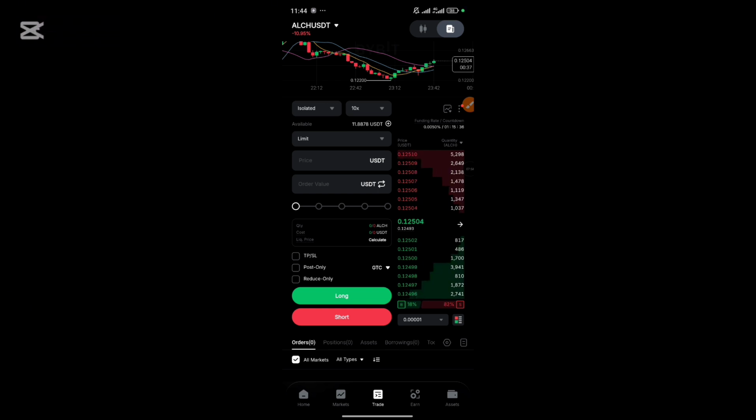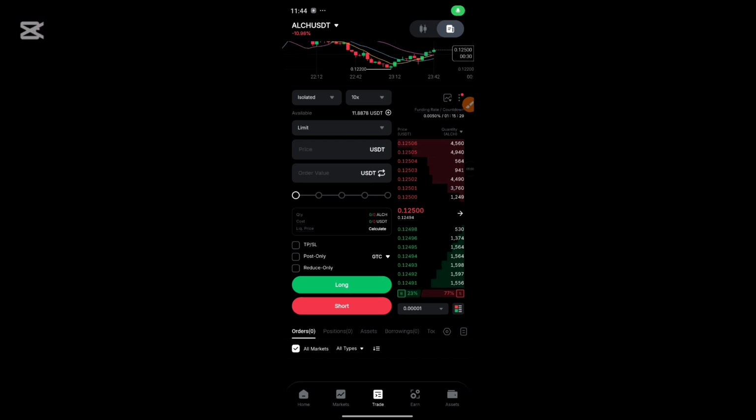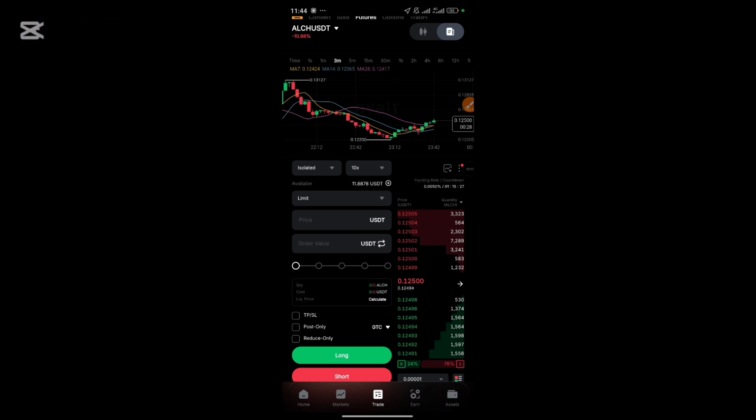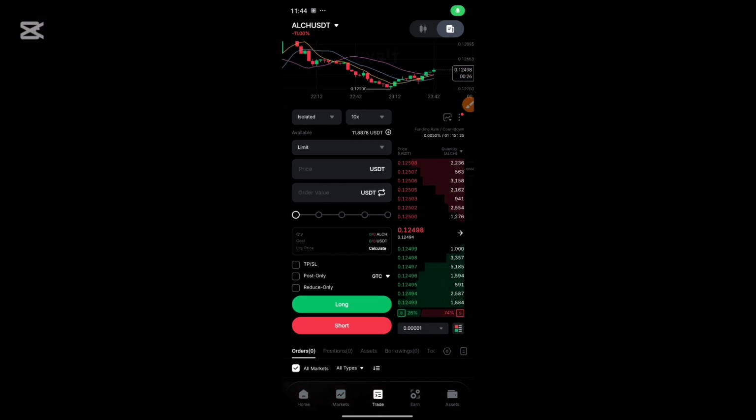Some assets are very, very volatile, especially on Bybit. You see something like this asset is listed in the innovation zone. Those kinds of assets on the innovation zone are very, very volatile. So to trade them, you can go as low as using just 3x or 5x leverage because of the volatility of the coin.